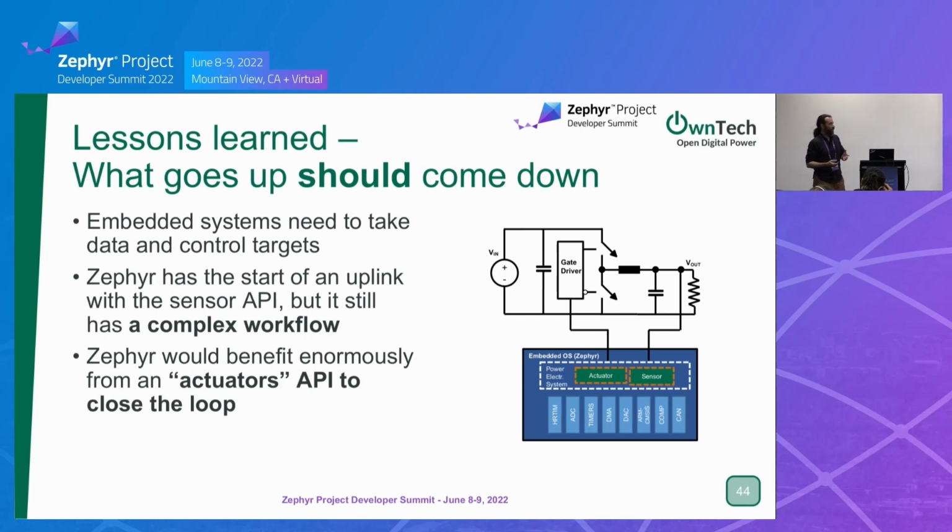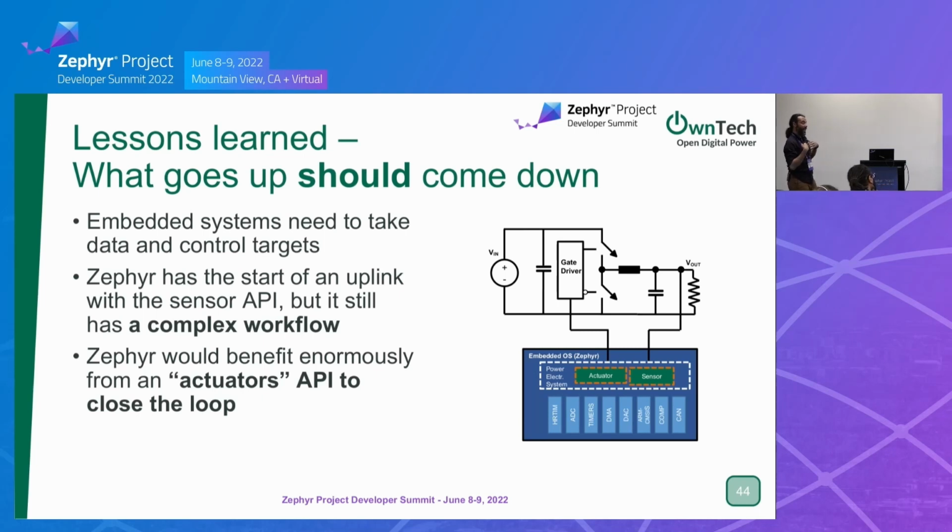Another lesson: whatever goes up should eventually come down, and that means that embedded systems need to take data and control targets. So they take the data and they act on something. In Zephyr, there is the start of an uplink, which means that we have the sensor API, but it is still quite a complex endeavor to make it work. Or maybe it's just complex for us, but we found it to be a high entry ticket.